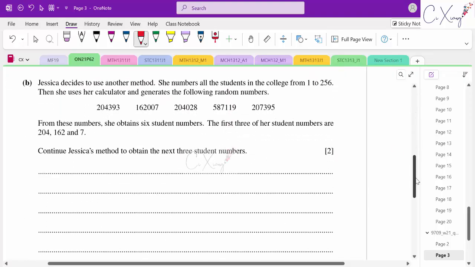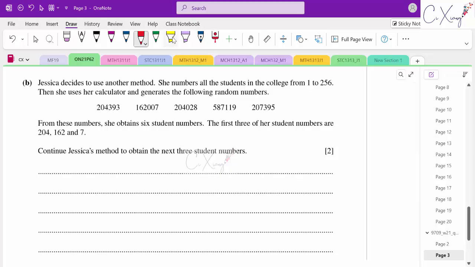Right, so let's continue to part number 2. For part B, now we have to use another method. She numbers all the students in the college from 1 until 256 because they have 256 students in total. Then she used her calculator and generated the following random numbers. These are the random numbers that we have. From these numbers, she obtained 6 students' numbers. The first 3 of the student numbers are 204, 162, and also 7.